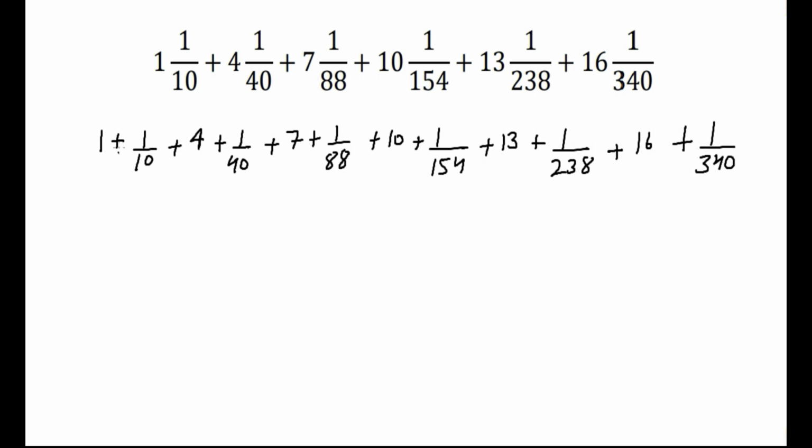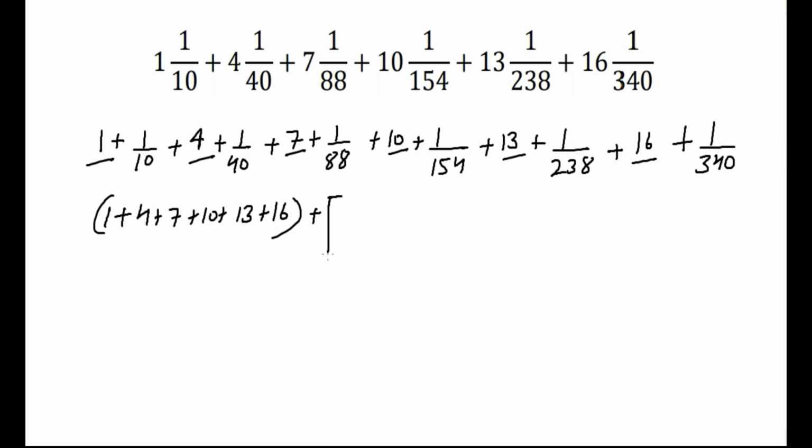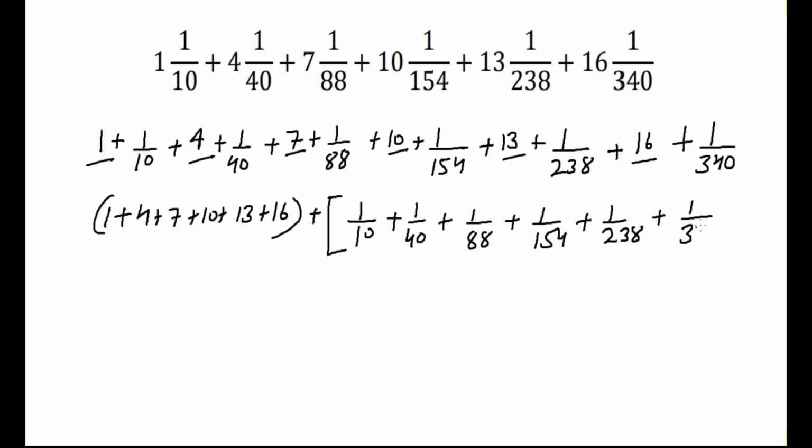Now you can think that these are normal numbers, not fraction numbers, so we can separate them as 1 plus 4 plus 7 plus 10 plus 13 plus 16, and the other fractions, which are also in the addition, can be separated in another group, like 1 by 10 plus 1 by 40 plus 1 by 88 plus 1 by 154 plus 1 by 238 plus 1 by 340.